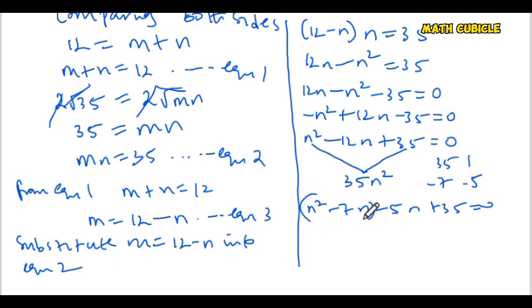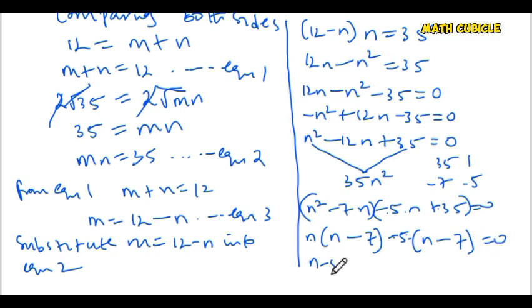So we factorize now. n is common here. n into n squared is n, minus n into 7n is 7. Minus 5 is common here. Minus 5 into minus 5n is n. Minus times plus is minus. 5 into 35 is 7. Equals 0. So n minus 5 equals 0, n minus 7 equals 0. So n is 5 or n is 7.